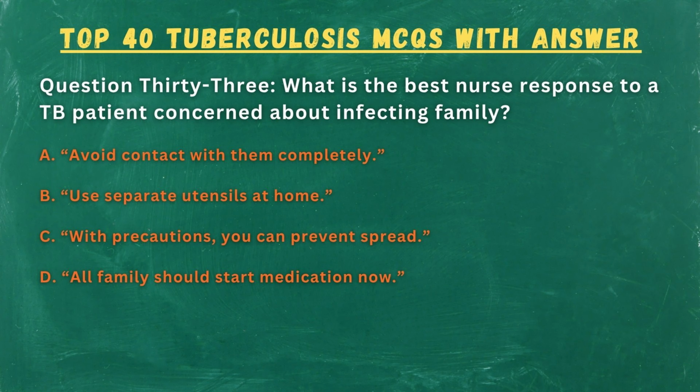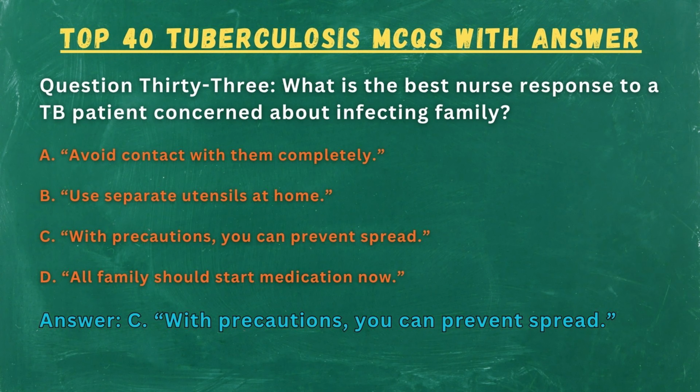Question 33. What is the best nurse response to a TB patient concerned about infecting family? A. Avoid contact with them completely. B. Use separate utensils at home. C. With precautions you can prevent spread. D. All families should start medication now. Answer. C. With precautions you can prevent spread.